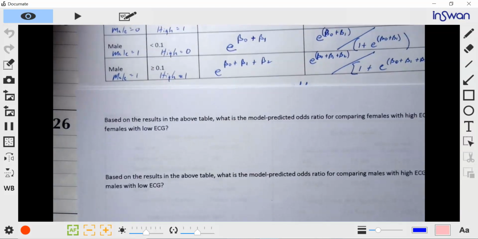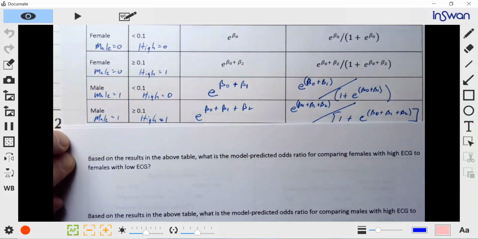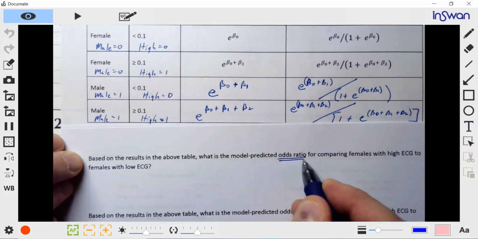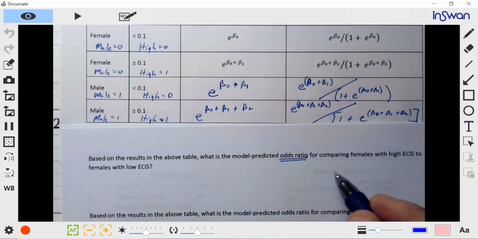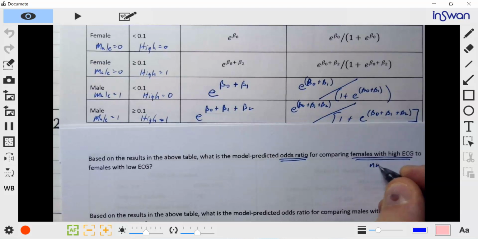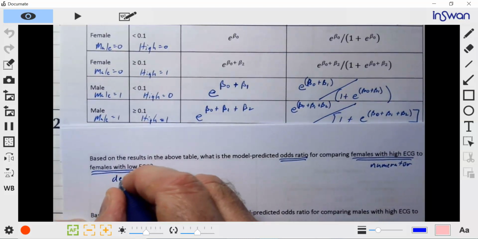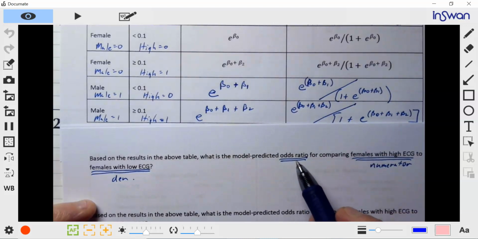Based on these results, and I guess they're not really results yet, this is our model. So based on this model in the above table, what is the model predicted odds ratio? Now we're talking about odds ratios for comparing females with high ECG to females with low ECG. When I usually write this, I think of the first group as my numerator. It doesn't really matter which way you do this, but to be consistent, whatever I put first, I usually put in the numerator, and this I'm going to put into the denominator. So females with high ECG, I want the odds ratio.